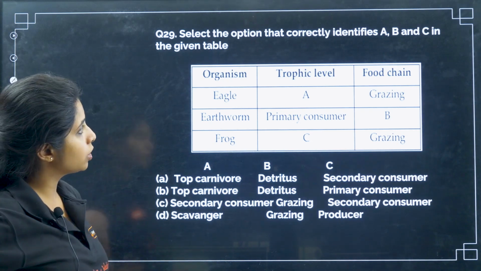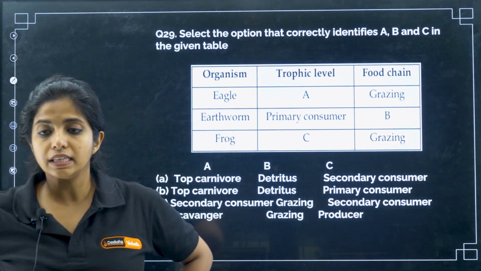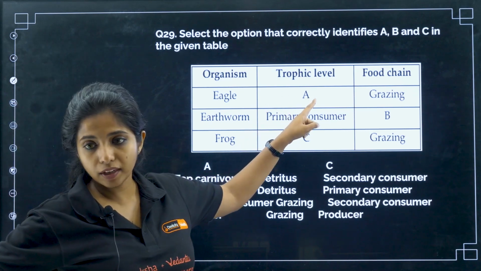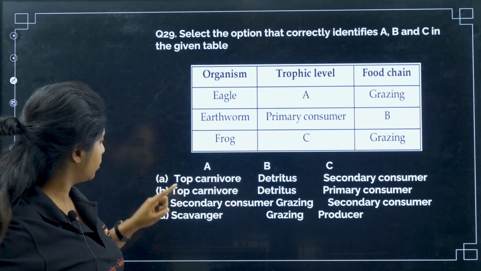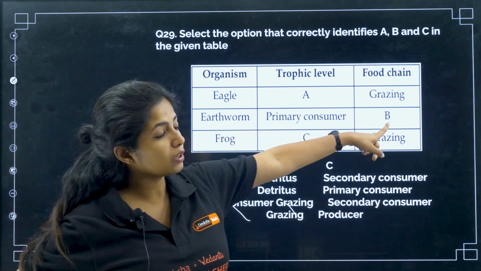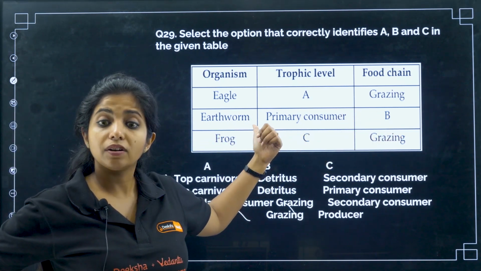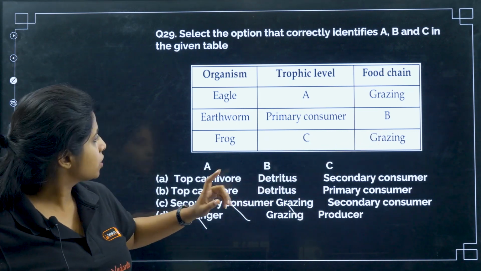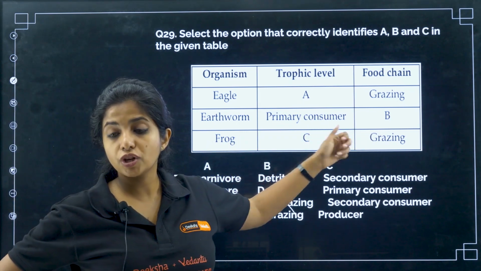Next, select the option that correctly identifies A, B and C in the given table. Eagle. What is the trophic level of eagle, my dear children? Top carnivore. So I have two options. I will cut this off. And now, earthworm, primary consumer in what food chain? Earthworm is a detritivore, so it will be in the detritus food chain. So again, I have two options.